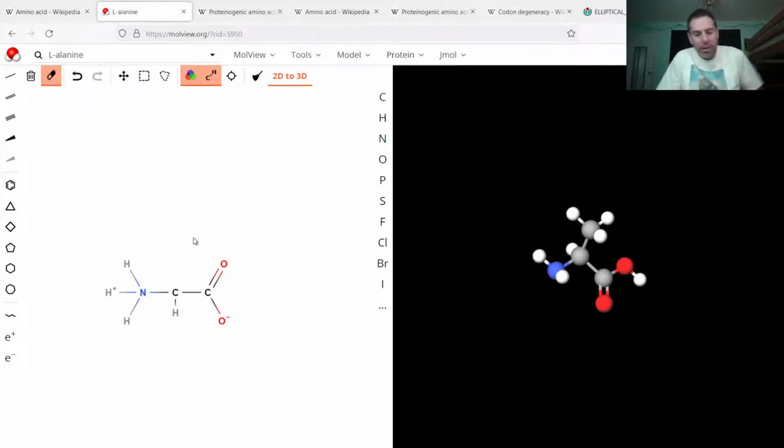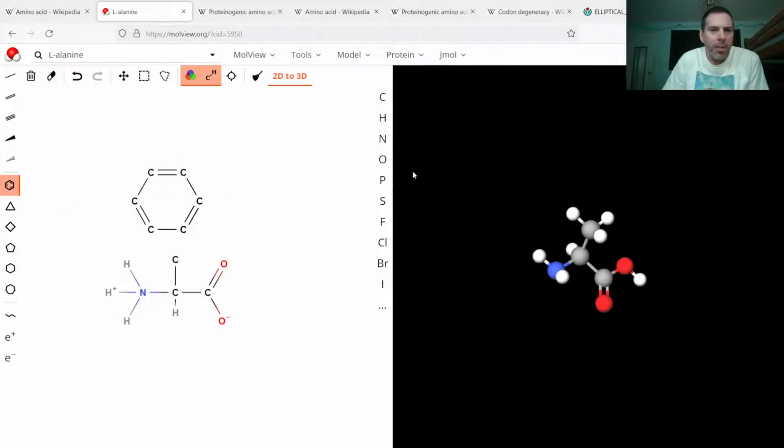Then I think all that's left is phenylalanine and tyrosine. So again, we have this benzene ring or phenyl functional group. So there's phenylalanine, and if we just throw in the hydroxyl group here, we would have tyrosine.